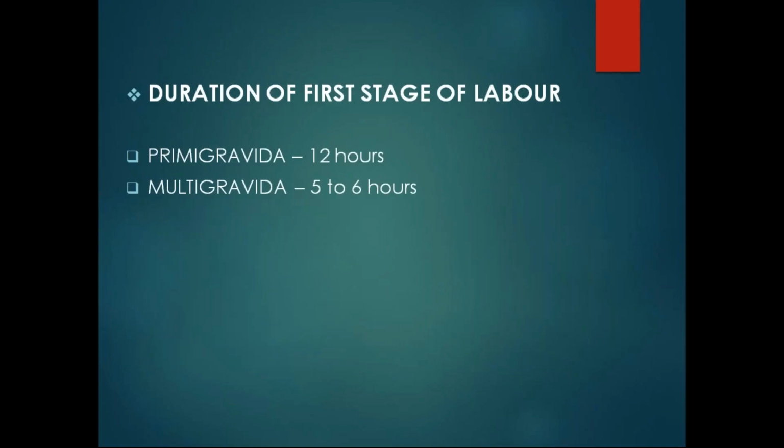The duration of the first stage of labor in a primigravida is 12 hours. In a multigravida, who is more experienced, having previously had deliveries, you know, whenever we have more experience in doing anything, we do it faster, isn't it? So here also multigravidas can finish this first stage of labor in 5 to 6 hours. They're more experienced.